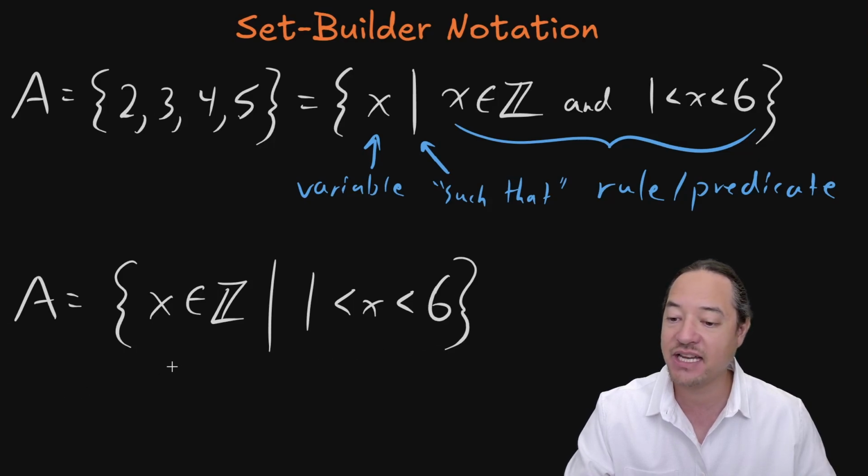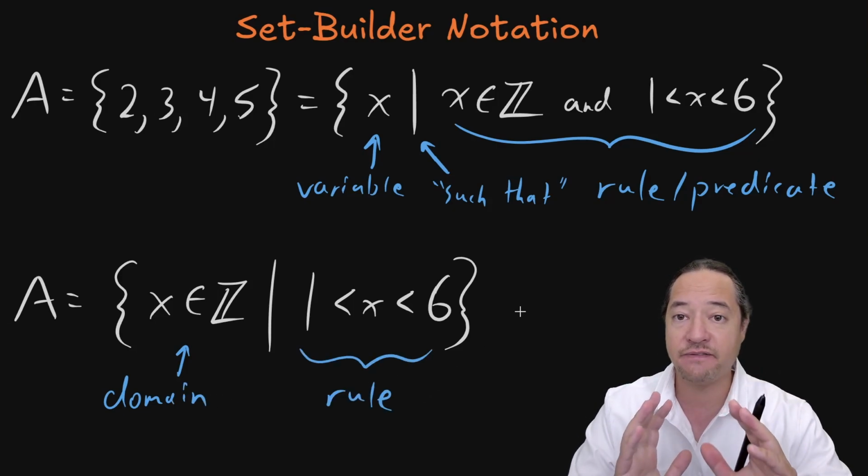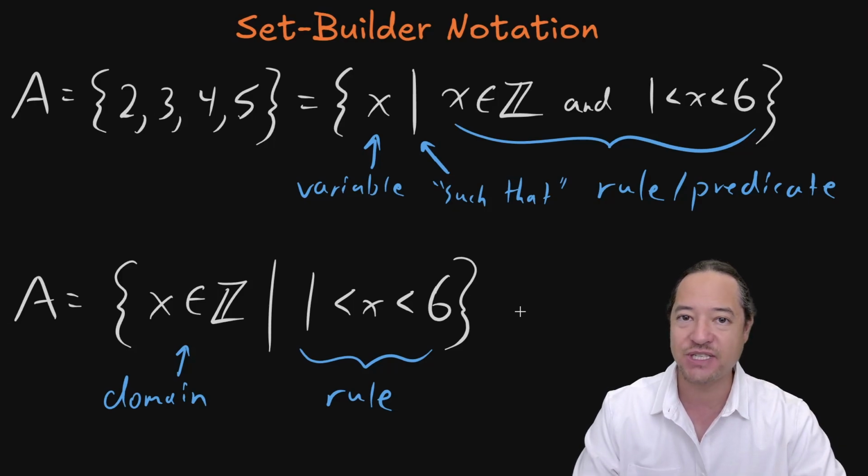Okay, so in this case, what we're doing is we are adding in our domain here first, and then we're going to have our rule. So this is another valid use of the set builder notation.